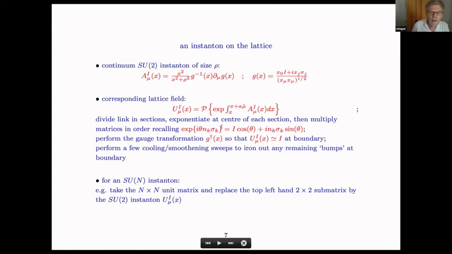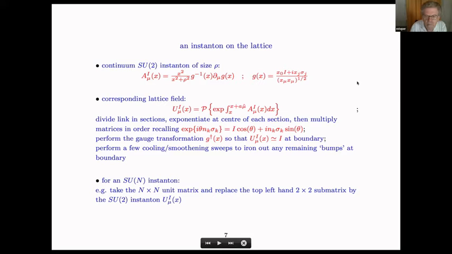And then at the end of the day, you've got an instanton which is not periodic. But then you can make it periodic by doing this gauge transformation, G dagger of x, on this lattice field, so that near the boundary it's almost a unit matrix. The link matrices are nearly unit. They won't be exactly unitary because the fields are falling there, but you can smoothen the boundary with a few cooling sweeps if you wish. And as I said earlier, for an SU(N) instanton, you just take the N by N unit matrix and replace the top left-hand 2x2 submatrix by this SU(2) field that you've got.